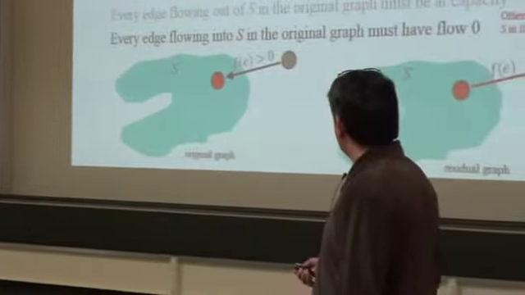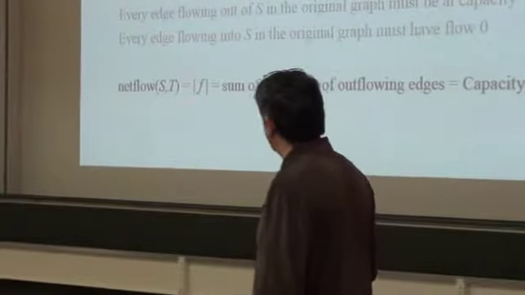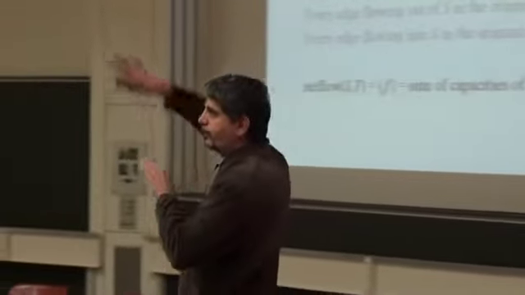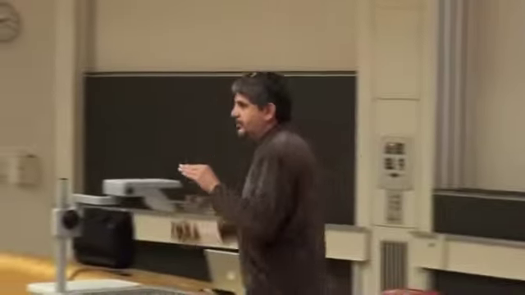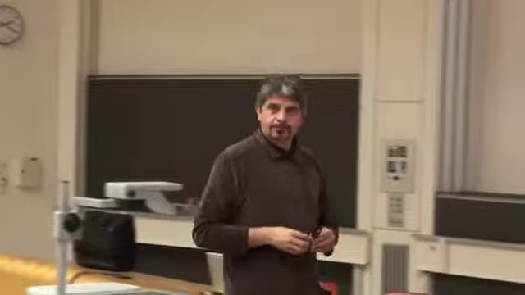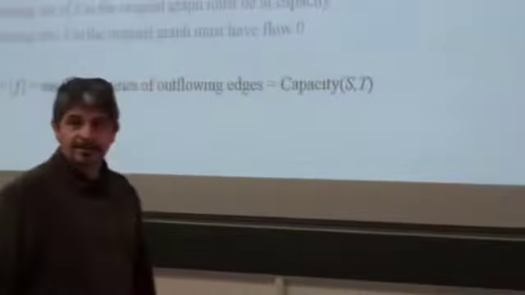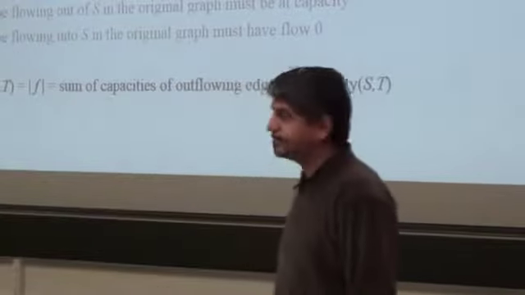On the other hand, we know that the net flow is equal to the value of F. The net flow is the sum of the flow values that go out minus the sum of the flow values that come in. But we know all the flow values that go out are at capacity. All the flow values that are coming in are at 0. So the net flow is exactly the capacity of the cut. So we showed C from B.